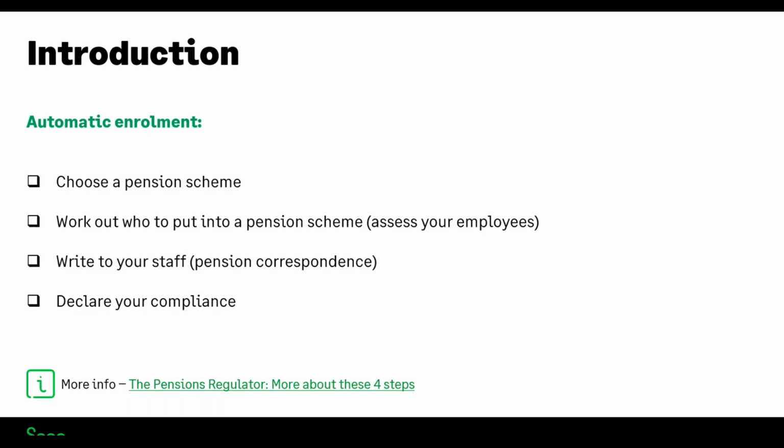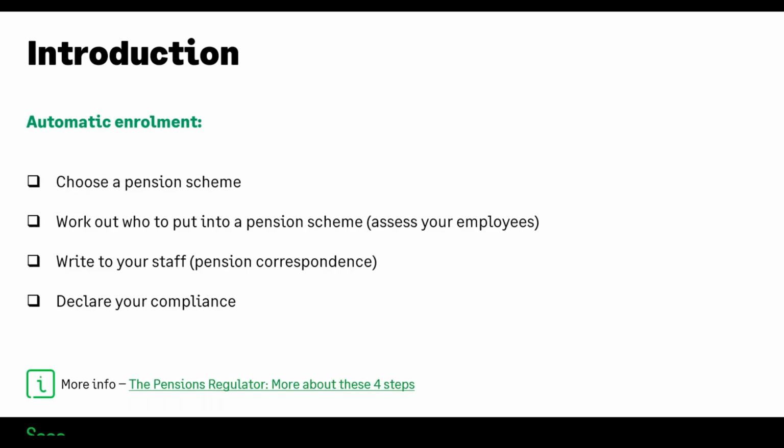And then the 4th step of automatic enrolment is to declare your compliance. So you've got 5 months after your duties start date to do this, and it's basically declaring that your workplace pension is compliant and all of the information that you've provided is accurate. And if you would like to know a bit more detail on these 4 steps, I have linked an article at the bottom which will take you to the Pensions Regulator website.